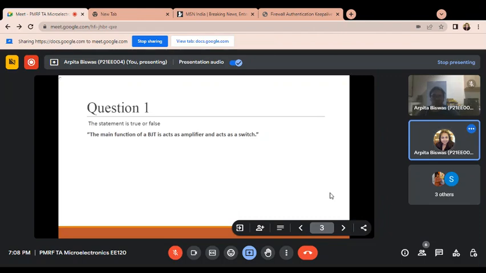So this is the first question. I think all of you will be able to answer this question. You have to find whether this statement is true or false. The first statement is: the main function of a BJT is to act as an amplifier and also as a switch. What is the right answer, and please explain why? If it is true, then why, and if it is false, then what is the reason behind it?